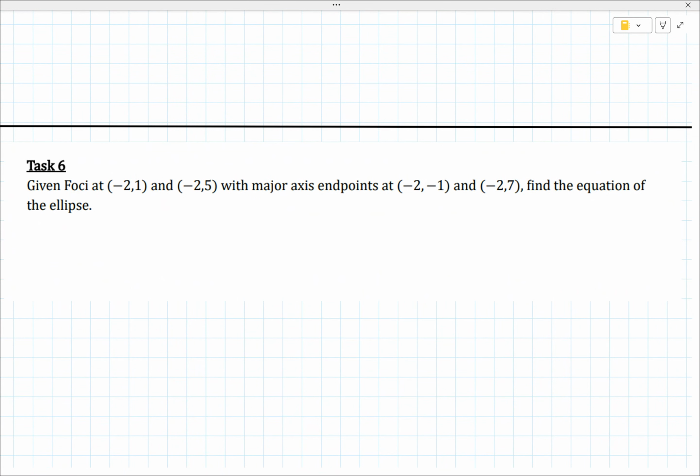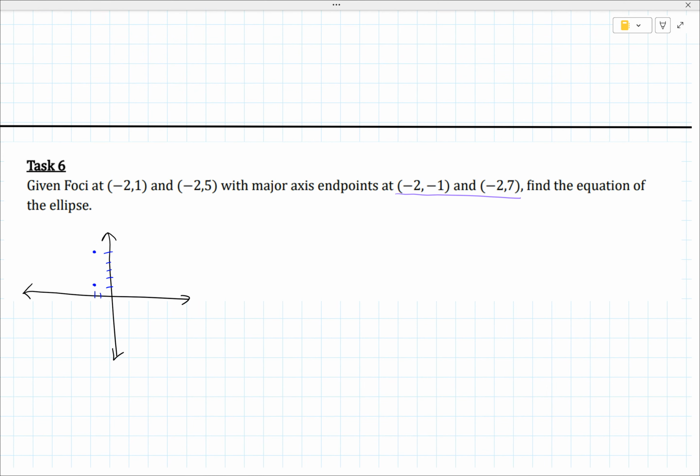Okay, so some strategies for something like this. Look at what they give you, and you could give yourself a little sketch if that helps. It doesn't need to be super accurate. It's just a quick, hey, which way is this going, the major, minor, and things. So -2, 1, and -2, 5. Those are our foci. So that means my major axis is going to run up and down because the foci always are on our major axis. And they gave us the endpoints for that, which is these guys here.